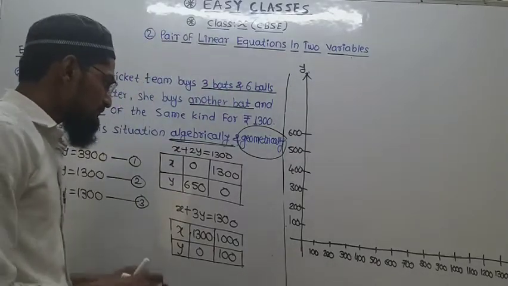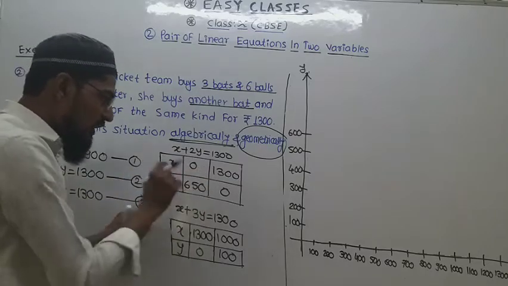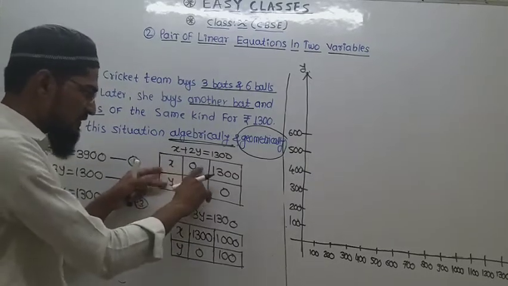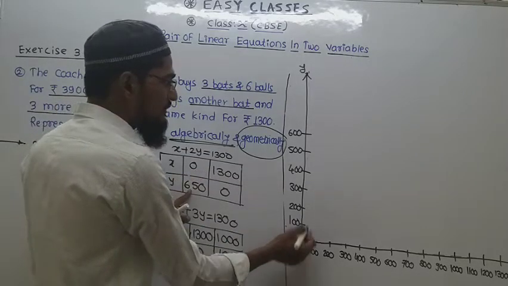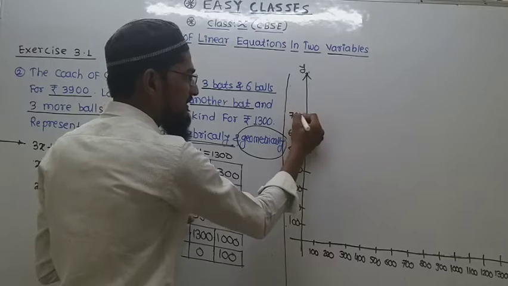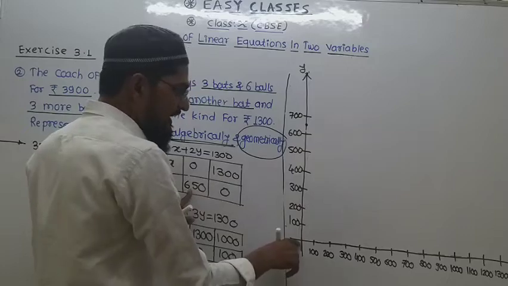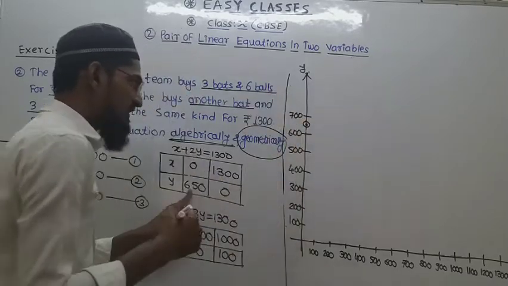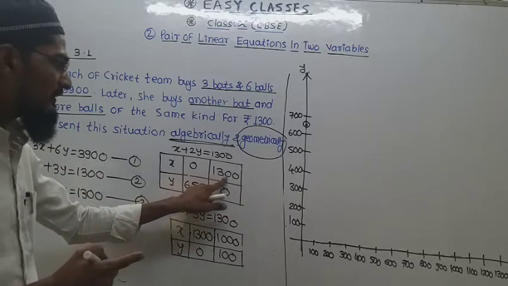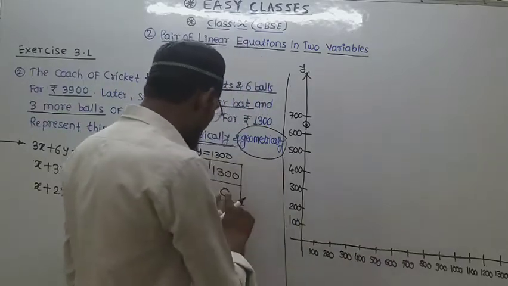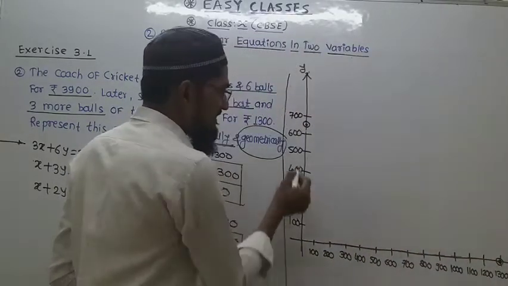So now we have to represent this point 0 and 650 for the first equation. So 0 on the x-axis, that means here, and y is 650. So here I take 600 also. So in between 600 and 700 there is 650, and 0 on the x-axis. So this point is on the y-axis. Now the second one, 1300 on the x-axis, and 0 on the y-axis. So here this point is on the x-axis.